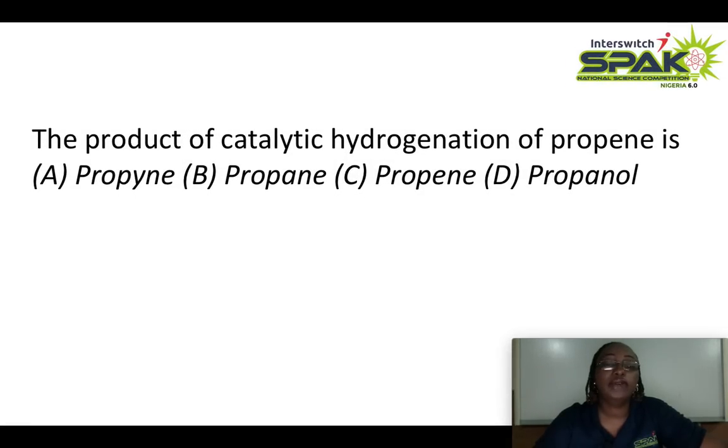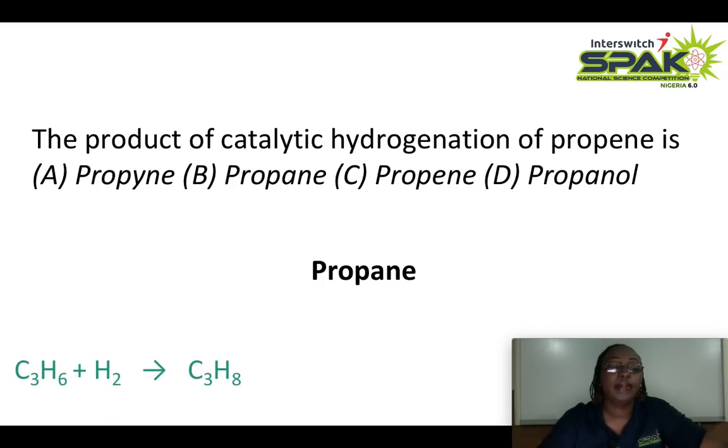The product of catalytic hydrogenation of propene is: A, propyne; B, propane; C, propene; D, propanol. So when you add hydrogen to propene in the presence of nickel, what do you get? The answer is propane. The catalytic hydrogenation of propene gives propane. That is the reaction there. Propene plus hydrogen to give propane.